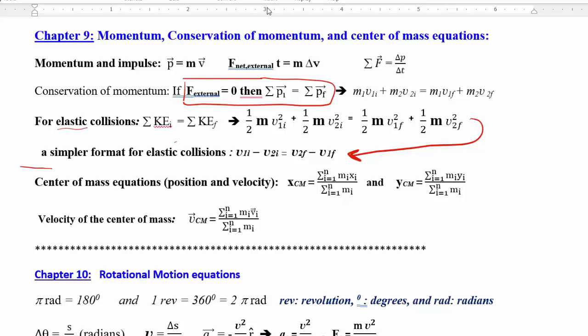And we can apply the same thing for the velocity of the center of mass, where basically it will be the sum of the momentums of all the particles that make up that object divided by the sum of the particle masses that make up this object. So that's regarding chapter 9.